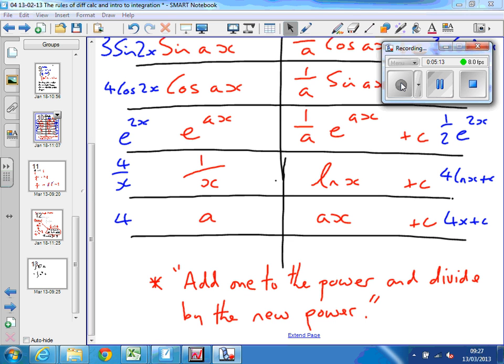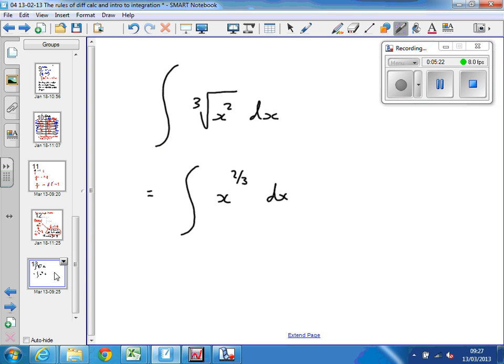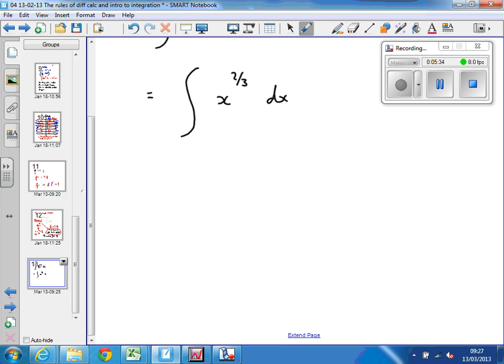So the rule we're going to apply is this one. Add 1 to the power, divide by the new power. So add 1 to the power. What's 2/3 plus 1? 5/3. 2/3 plus 3/3, 5/3.